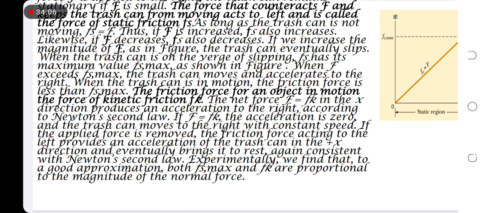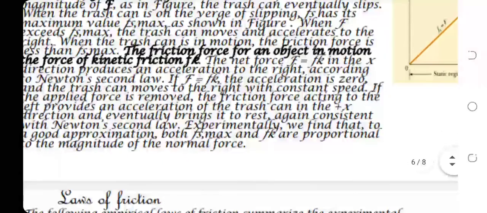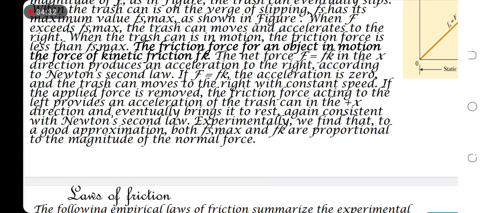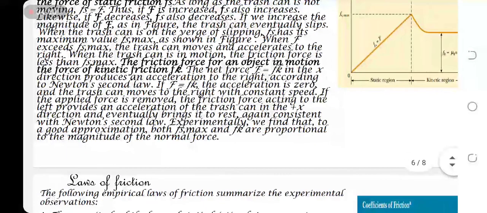If the applied force is removed, the friction force acting to the left provides an acceleration of the trash can in the negative x direction. Newton's second law can help us to find that acceleration. Experimentally, we find that to a good approximation, both Fs maximum and Fk are proportional to the magnitude of the normal force.